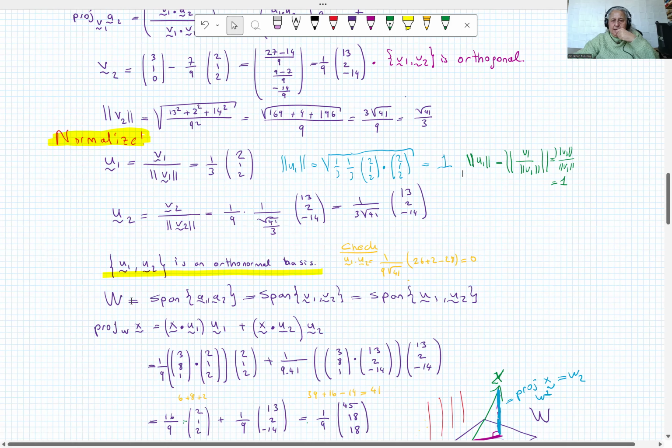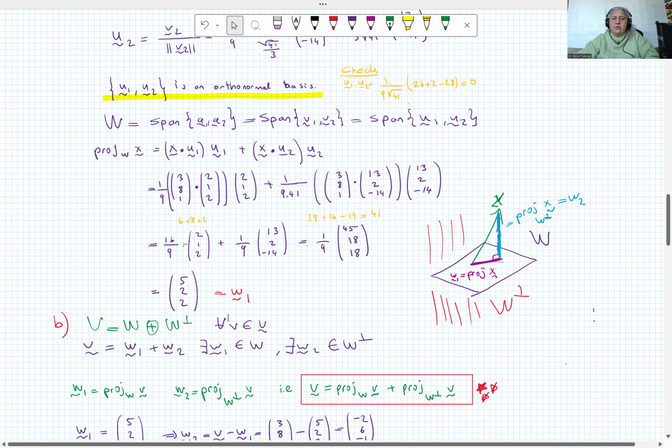Now W is spanned by A1, A2. This is any basis. V1, V2 is the orthogonal basis, and U1, U2 is the orthonormal basis. And the theory tells us that the projection of the vector x on the vector space W is given by this formula. You calculate the vector times the dot product with U1. That will be the multiple of U1, the coefficient of U1. And the coefficient of U2 will come from the dot product of x with U2.